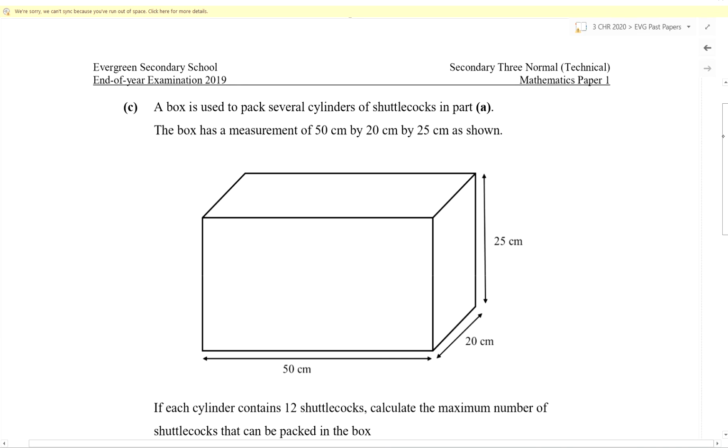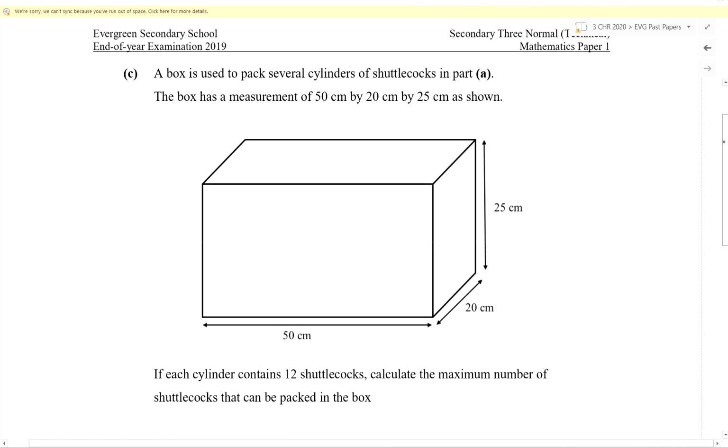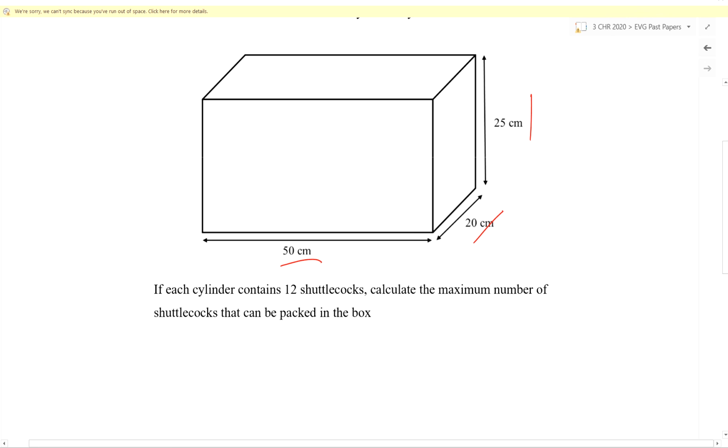Okay, last question, part C. Now this box is going to be used to store the cylinders of shuttlecocks. And it has a measurement of 50, 20, 25. One cylinder has 12 of them. Find the maximum number of shuttlecocks that you can store inside here. So it is determined by the number of cylinders you can store here. Remember, the cylinder has a dimension of diameter 6.5 cm and it has a height of 48 cm.